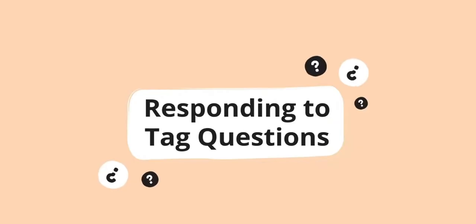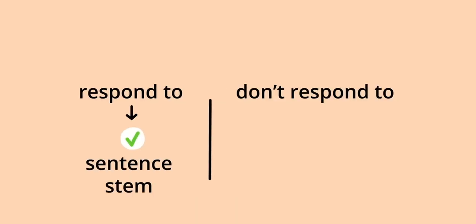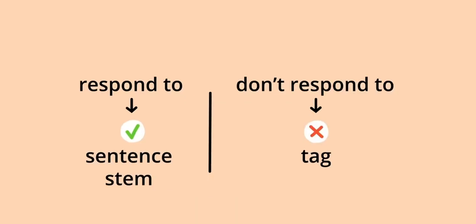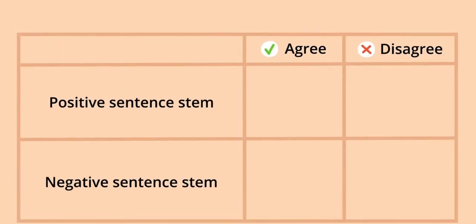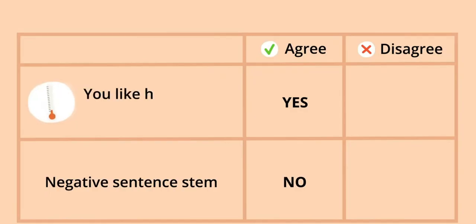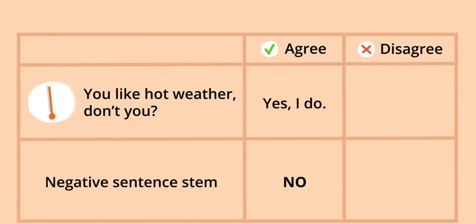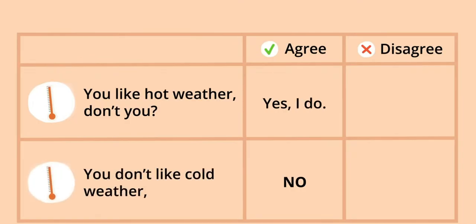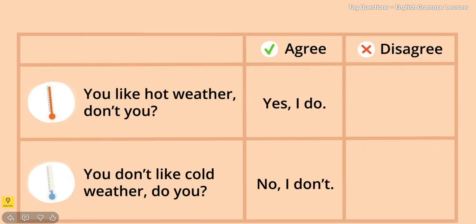How do we respond to tag questions in English? Make sure you respond to the sentence stem, not the tag. If you agree with the sentence stem, use the same type of verb in your response as the stem. Respond with yes for a positive sentence and no for a negative sentence. For example, you like hot weather, don't you? Yes, I do. I like hot weather. You don't like cold weather, do you? No, I don't. I don't like cold weather.